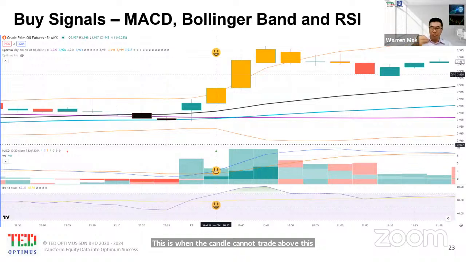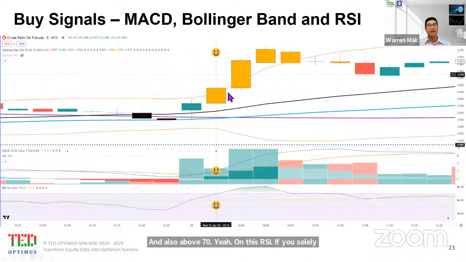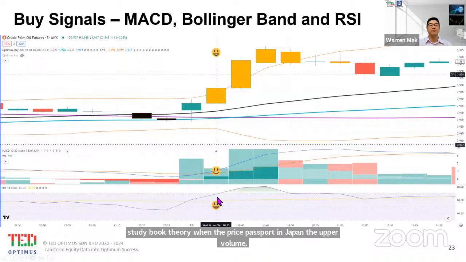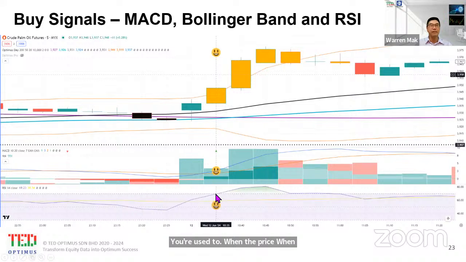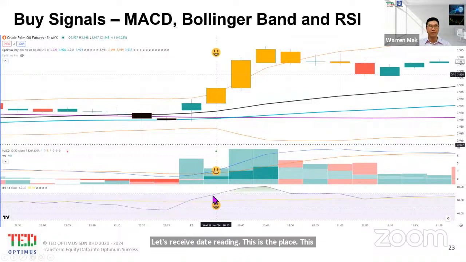This is the way we short-term traders will take a trade. That means above BB upper, golden cross, and also above 70 on this RSI. If you solely study book theory, when the price touches the upper Bollinger Band, you should sell. When the RSI goes above 70, you should sell. But to me as a short-term momentum trader, especially day trading, this is the entry for me.